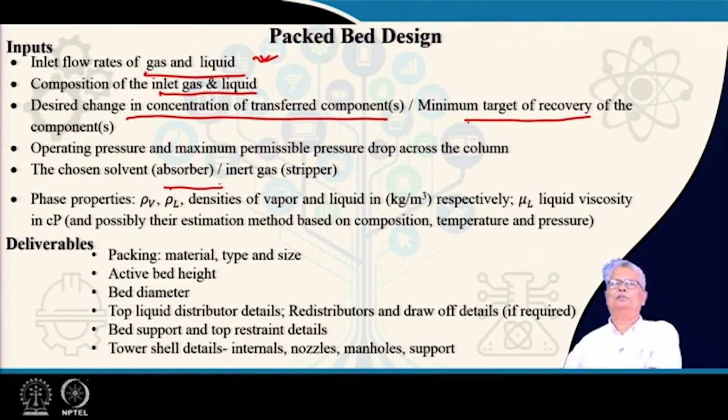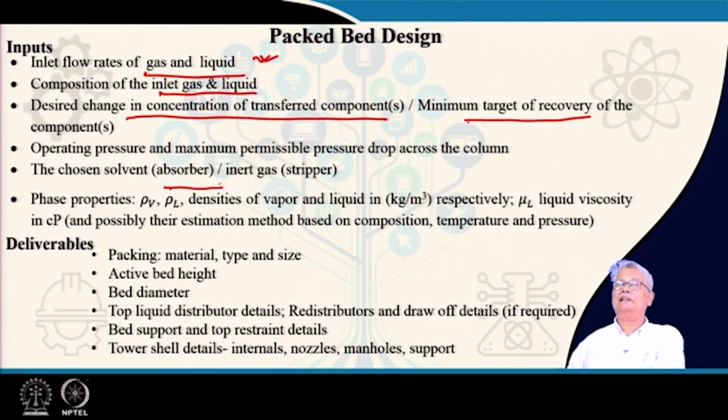As a design output, you have to first choose the deliverable, that means you have to tell the packing material type and size. Naturally, the size is usually nominal, and the type could have various shapes of the packing material, which we will just see after this. The active bed height, yes, definitely we have to verify that whatever we are delivering now is in a position to provide the desired active bed height, which we have seen in the last slide. The bed diameter, certainly so.